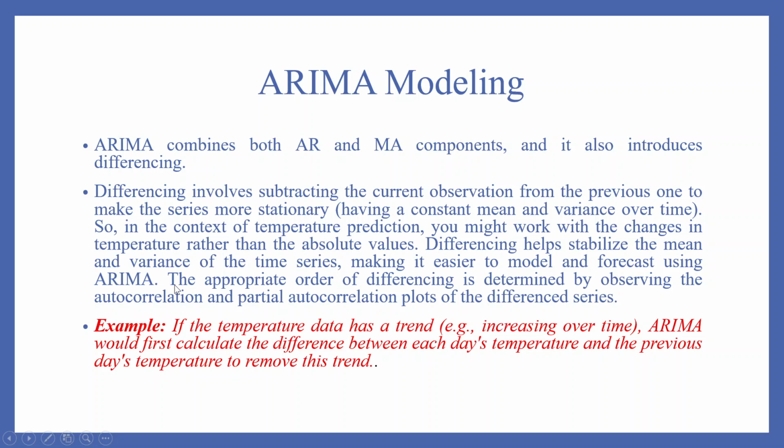The appropriate order of differencing is determined by observing the autocorrelation and partial autocorrelation plots of the differenced series. Example, if the temperature data has a trend, ARIMA would first calculate the difference between each day's temperature and the previous day's temperature to remove this trend.